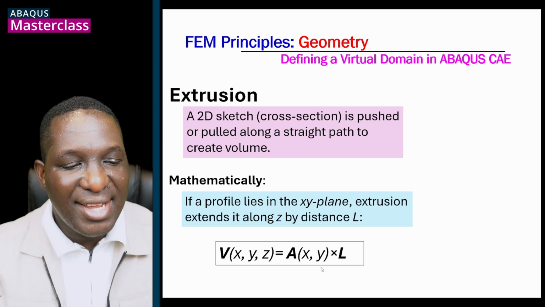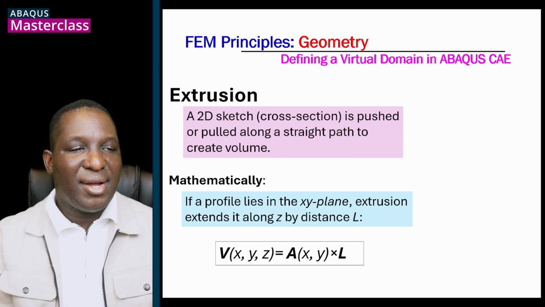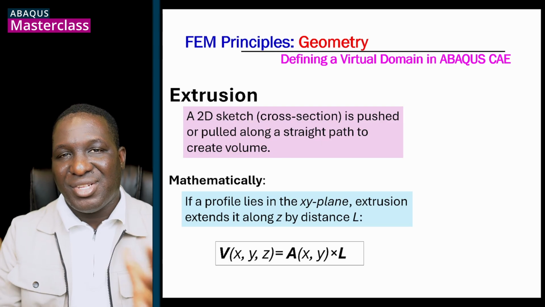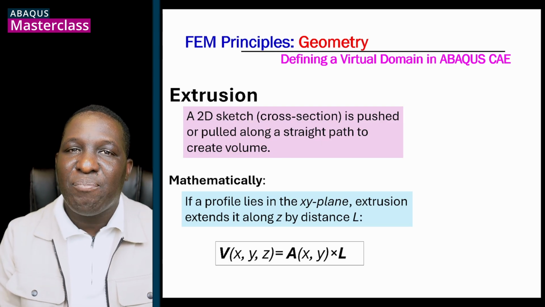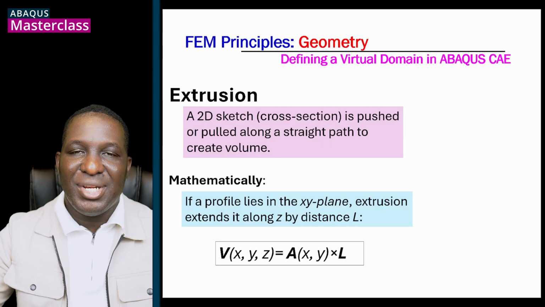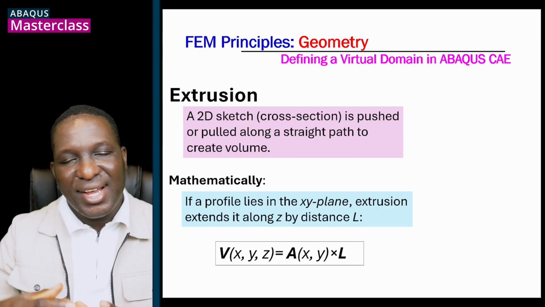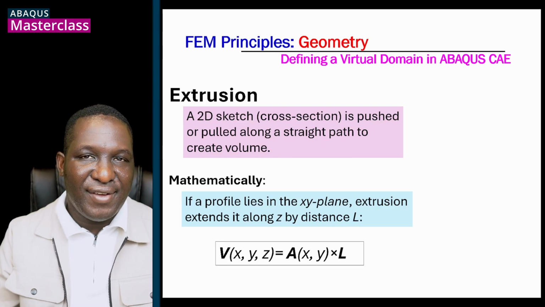Usually when you start creating an extrusion within ABAQUS CAE, you will need to sketch the 2D domain first, which defines this area as a function of x and y, and then the extrusion process will lead you to creating the length. You can change the length even after you've created the first model.